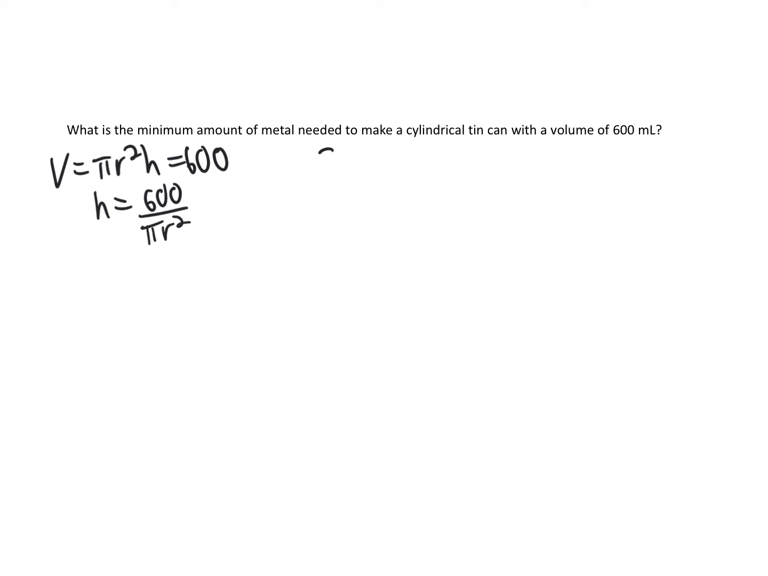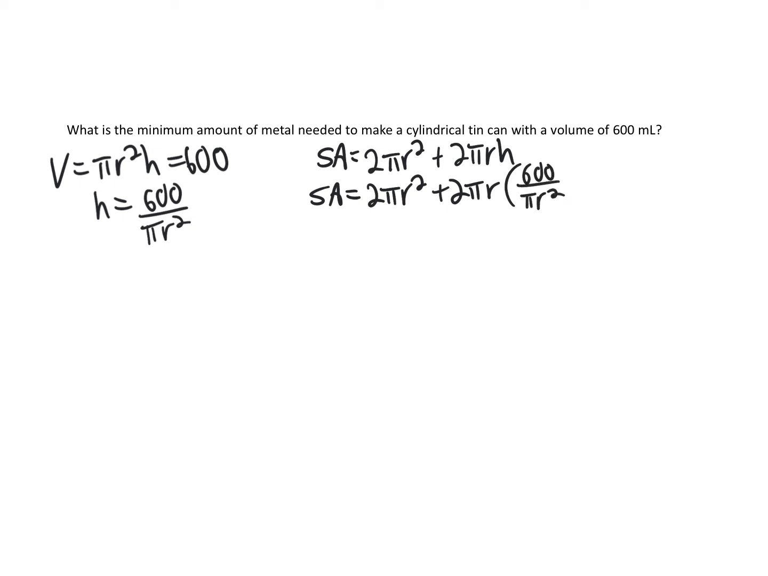And then we know the surface area of a cylinder is 2 pi r squared plus 2 pi r h. I'm going to substitute the h in, and then I'm going to simplify. So the 2 times the 600 is 1200. Pi's divide out, and we're left with 1 r in the denominator, which is r to the negative 1.